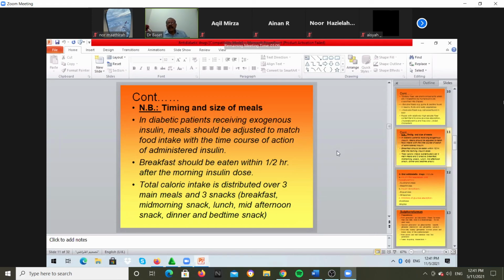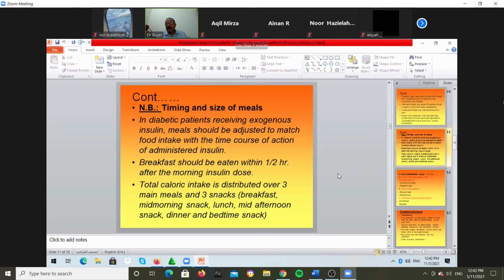So, my advice, take the insulin in the morning and the diet must be ready within half an hour. You must take your breakfast within half an hour. So, no insulin in the morning without feeding. Breakfast should be eaten within half an hour after the morning insulin dose. This is also important for regulation of diet.